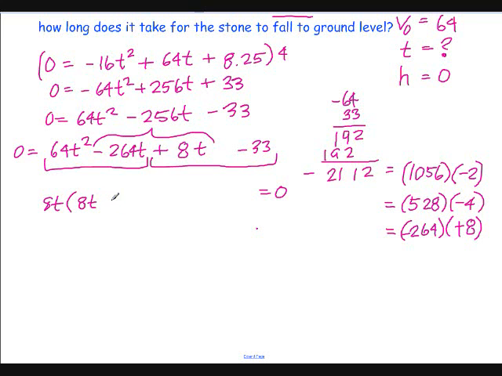8t minus, and if I divide 264 by 8, 264 divided by 8. I think that will go in nicely. Let's see, we get 33. Oh, I love it! You see what's happening, don't you? So we get that nice 33.